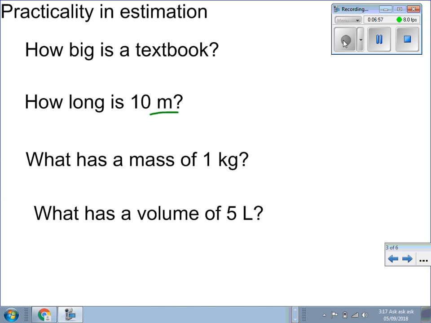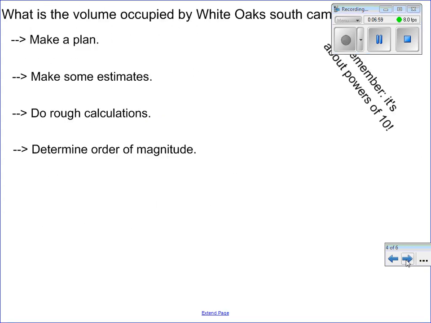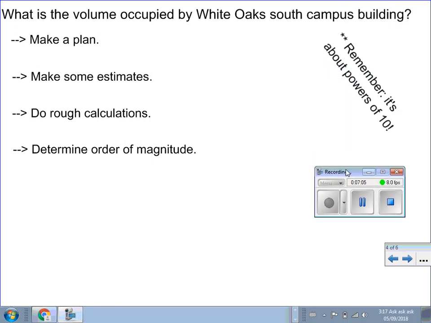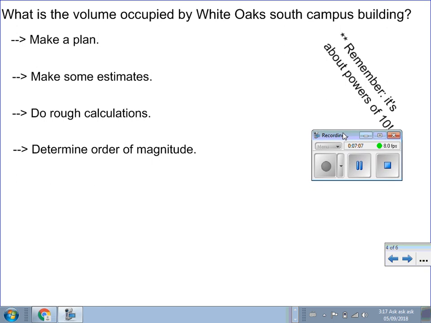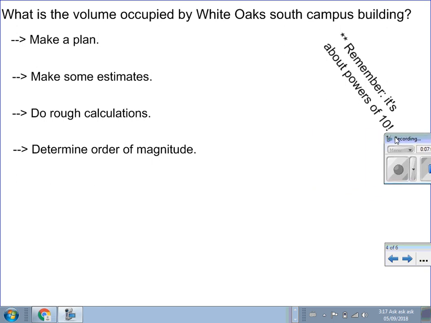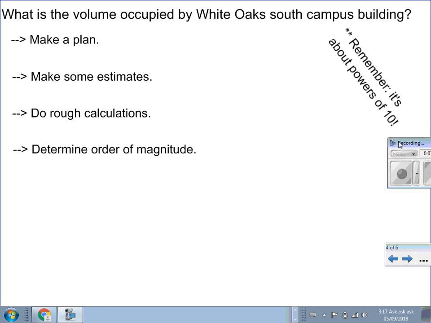Okay, now, using those skills, here's how we tackle an estimation problem. This question is, what is the volume occupied by White Oak's South Campus building? Remember, you only have to do this to an order of magnitude. You do not need the exact number. It's going to be a multiple choice question most of the time, and the multiple choice question is going to have 4 different orders of magnitude that are fairly separate from each other.